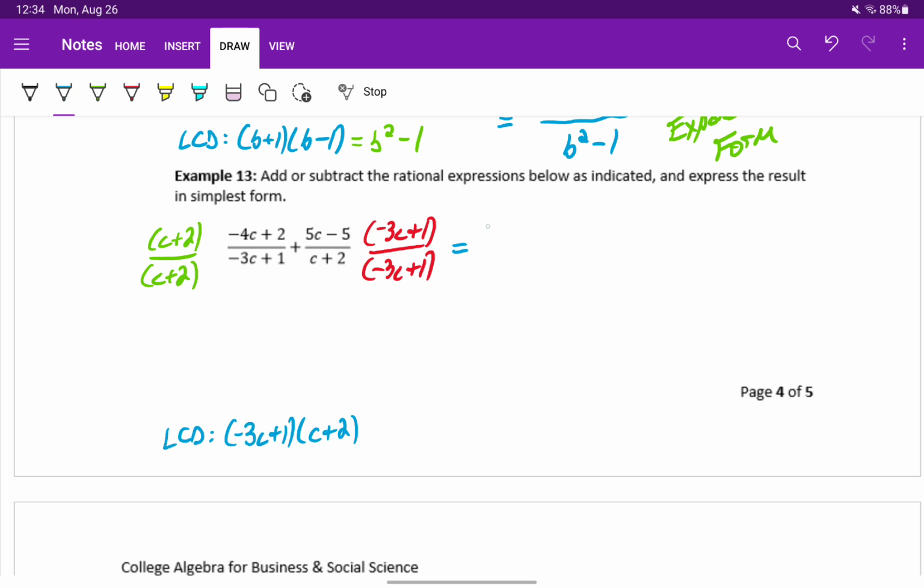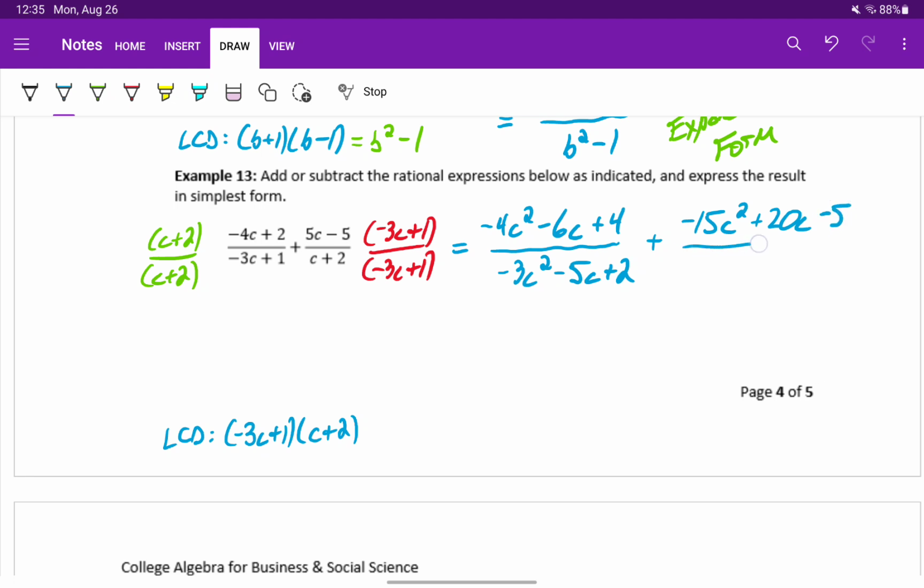The numerator of the first rational expression will be negative 4c squared minus 6c plus 4. And that expanded denominator will be negative 3c squared minus 5c plus 2. And we'll add to that the numerator of the second expression, which will expand to negative 15c squared plus 20c minus 5 over that same common denominator.